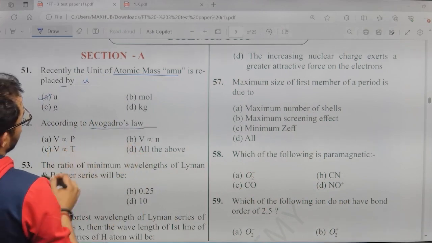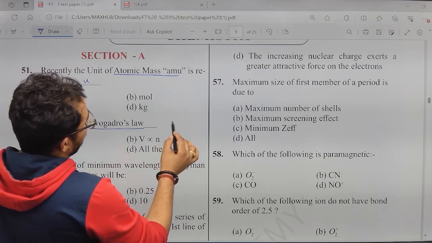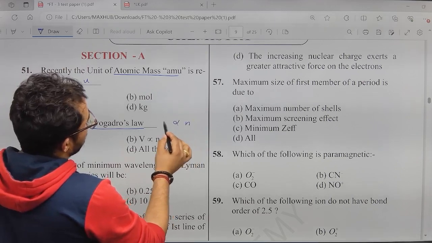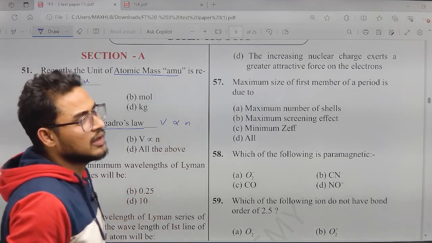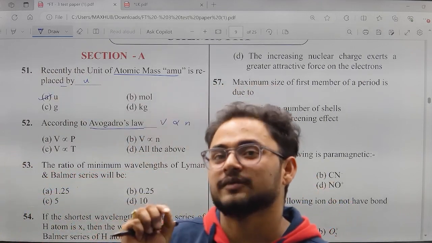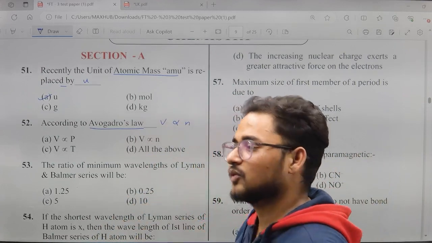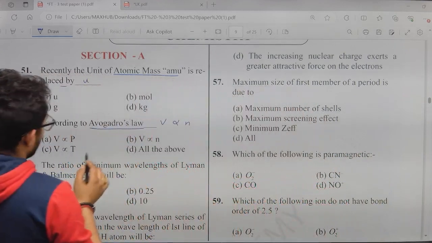According to Avogadro's law, if you increase the number of moles, the volume is also going to increase. Simply, 1 mole means 22.4 liter. If you increase the number of moles, that means 2 mole, so 44.8 liter. Simple. So if you increase the number of moles, volume will also increase. This is Avogadro's law.